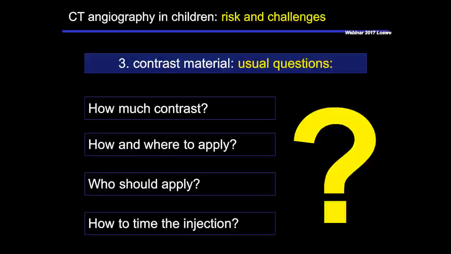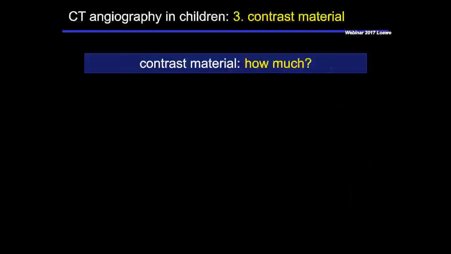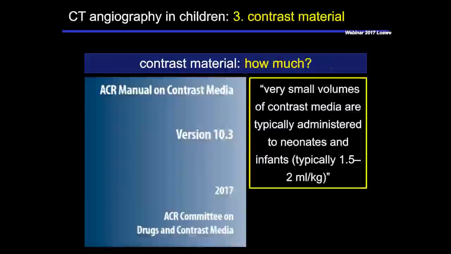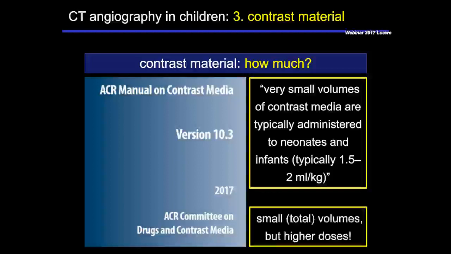Surprisingly, there is not very good evidence about the dose given to the patients, so there are no clear rules for that. Typically, it's some kind of rule of thumb that we are giving 1.5 to 2 ml of contrast per kilogram body weight. However, there is not clear evidence if this is dangerous or not. So we have small total volumes, but of course higher doses.